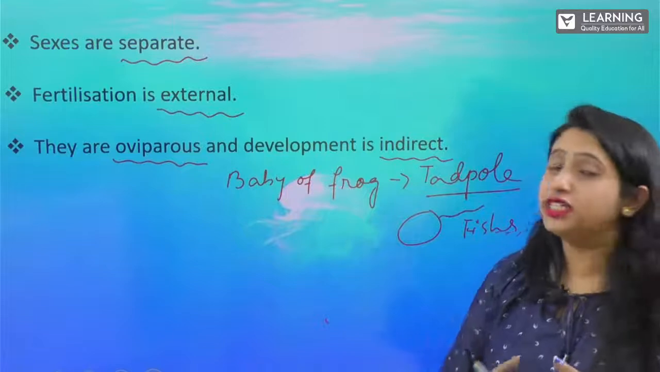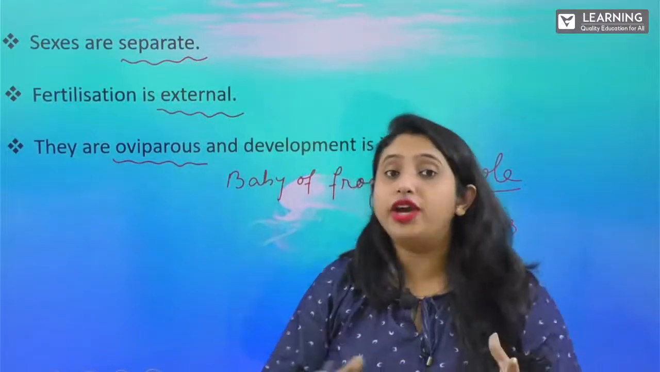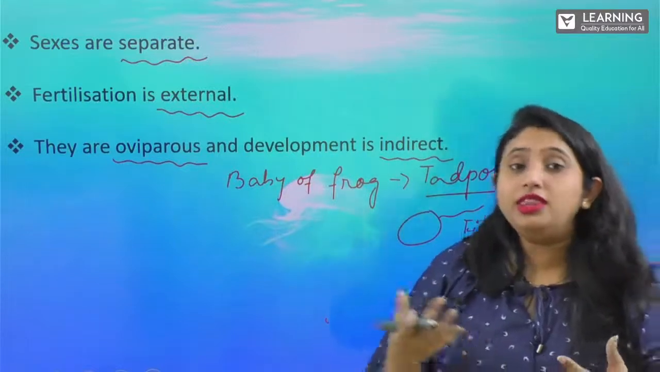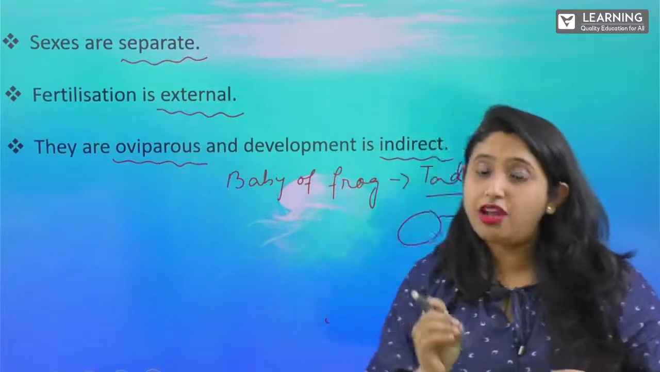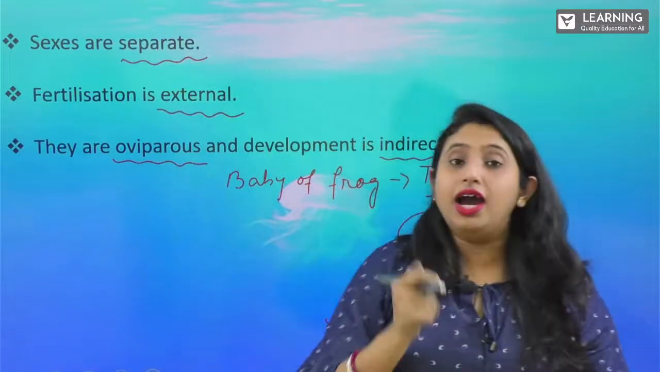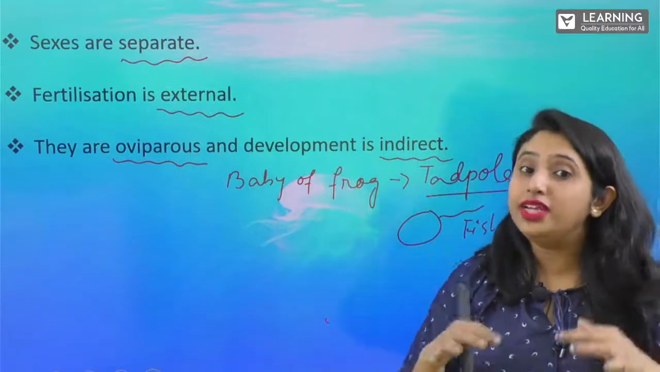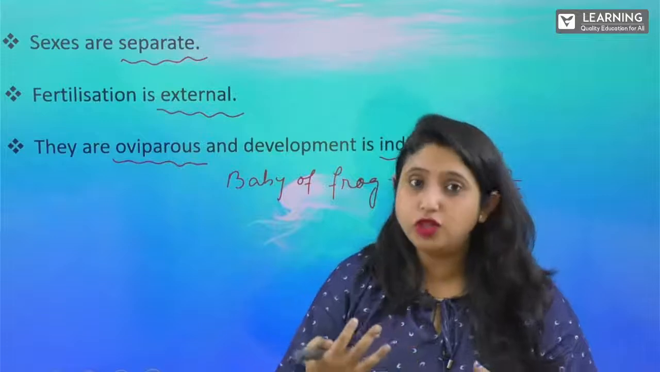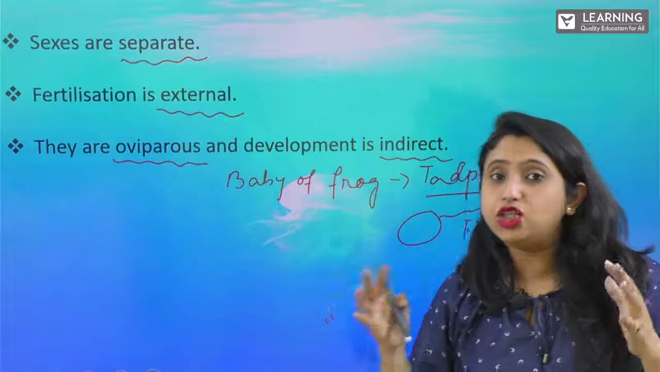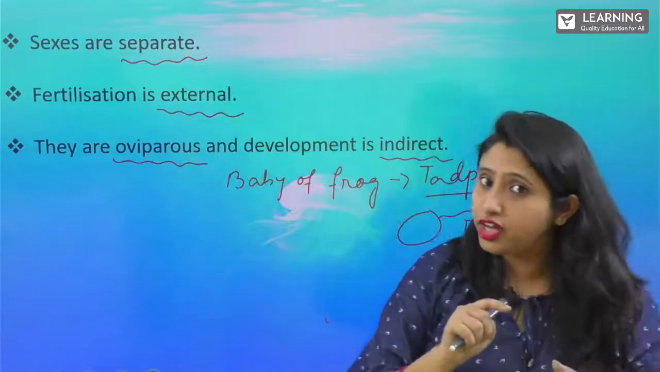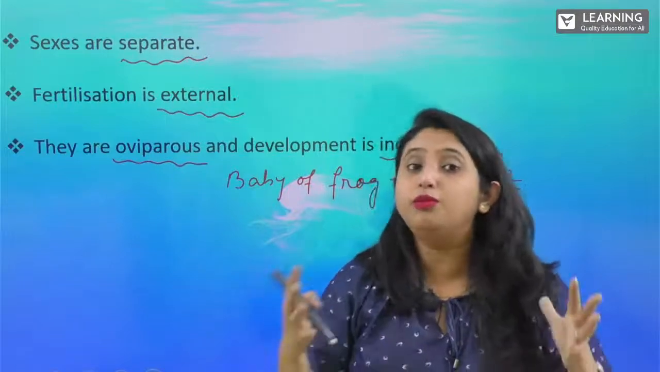So, how does fertilization take place? They do not have a penis-like structure. So when they want to undergo fertilization, they do it in the water. The male frog will touch the body of the female, and what do they do? They will release the ovum and the sperm. When the male frog comes in touch with the female frog, it will touch the body of the female frog.